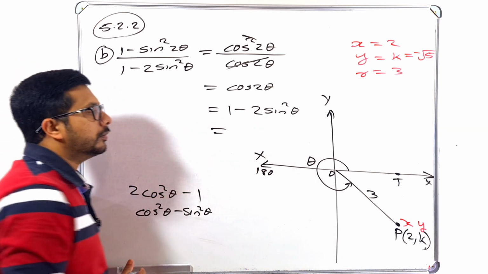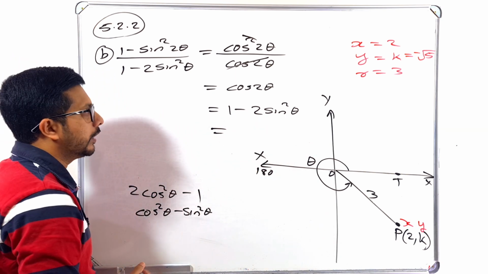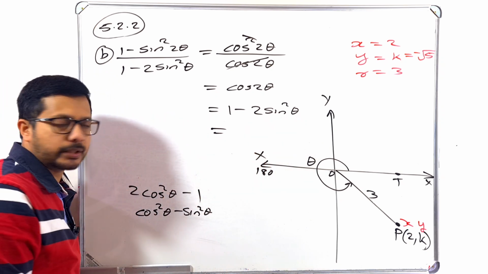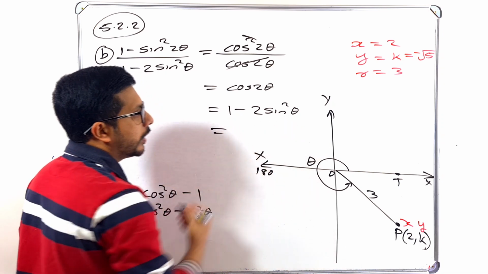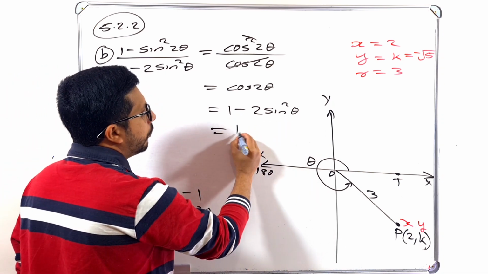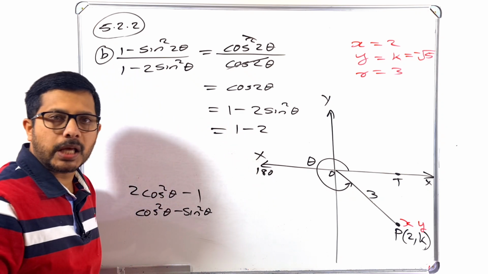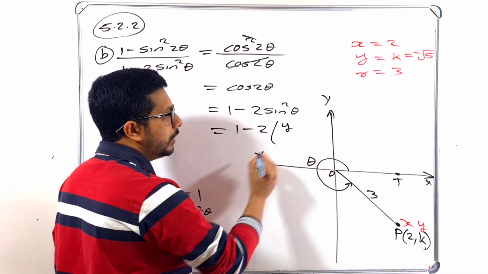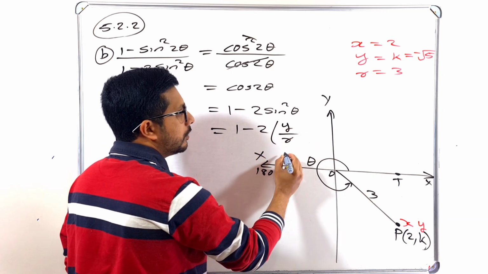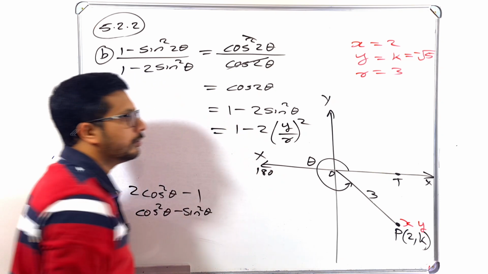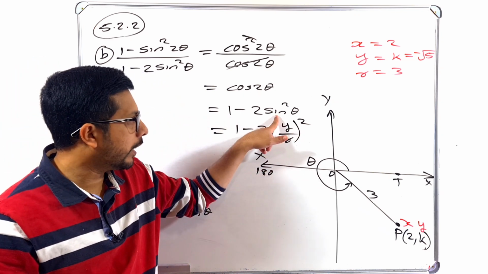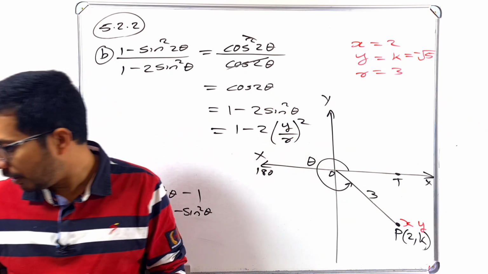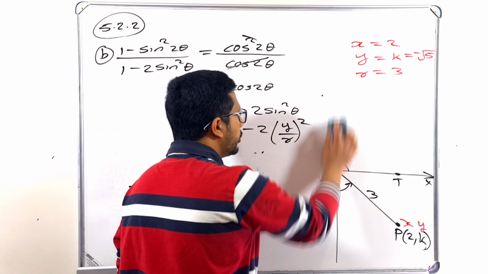Any one of the expansions you can write for cos 2 theta, either this one or this one or this one. It doesn't matter, you will get the same answer. Here I wrote 1 minus 2 sine square theta. Now what is the definition of sine? Opposite side by hypotenuse. Opposite side we represented with y, hypotenuse with r. So sine theta is y over r, so sine square theta means y over r the whole square. Now we have to substitute the values here.